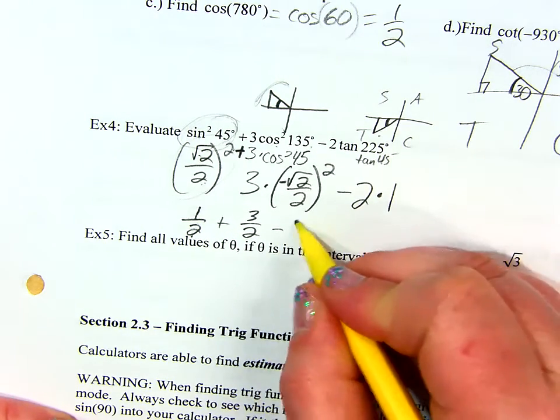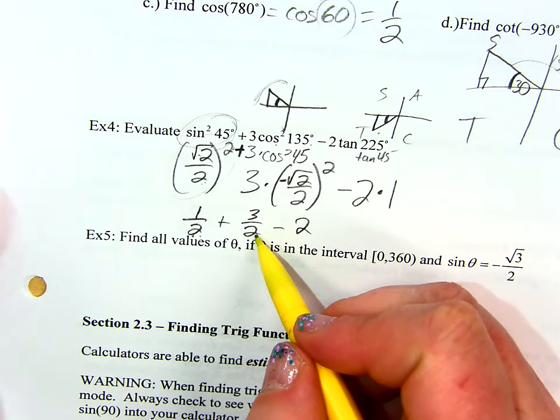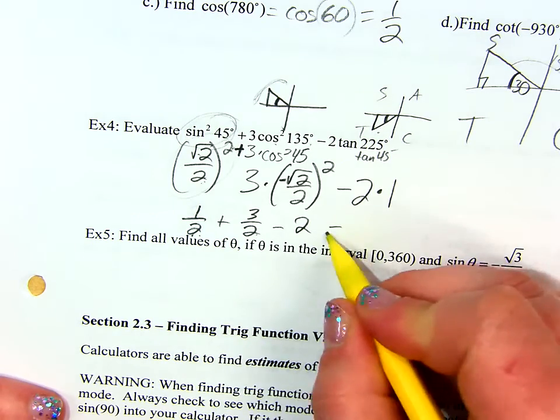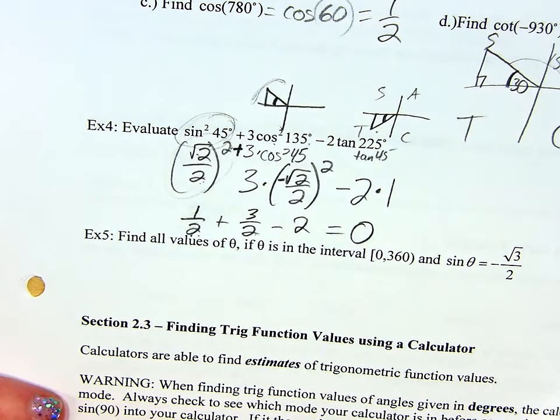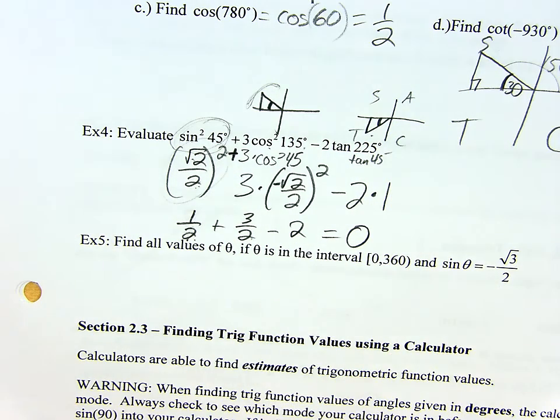Minus 2 times 1 is just 2. So 1 half plus 3 halves is 4 halves, and 4 halves is just 2, and 2 minus 2 is 0. That's my final answer for this one. They look terrible, but if you just do each piece, it's really like 3 mini problems in one.